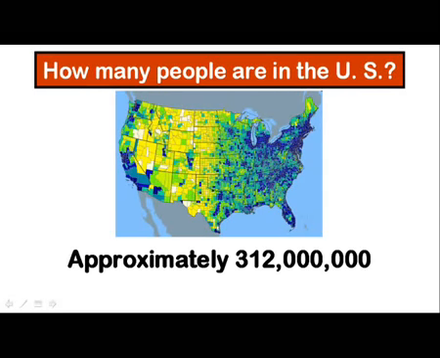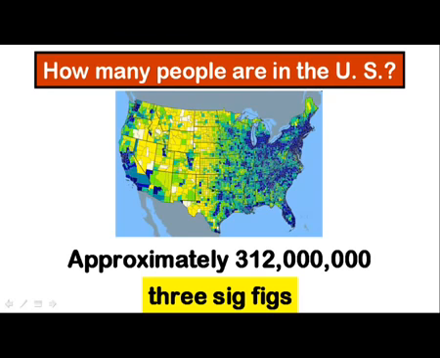In this example, we have an estimate of the number of people that are in the United States: 312 million people. We know that this measurement is not exact down to the last person. So how many sig figs should this number have? It has 3 sig figs, which means that the final 6 zeros in this number are not significant.